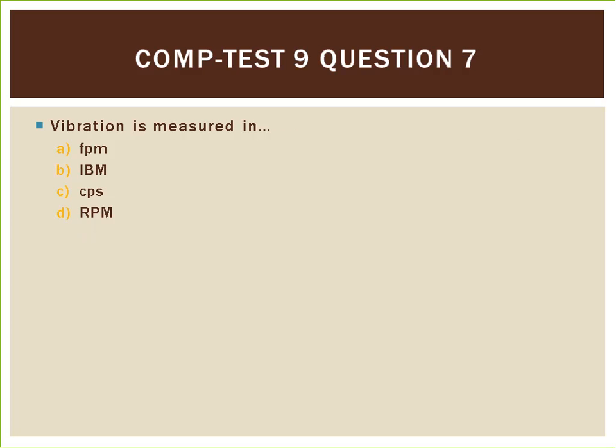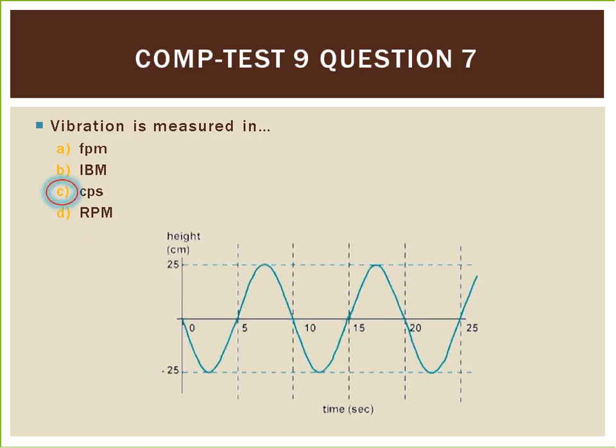Comptest 9, question number 7. Vibration is measured in A, FPM, B, IBM, C, CPS, D, RPM. Answer C is the best answer here, because the question is asking about vibration, which is measured by its frequency, and CPS is an acronym that stands for cycles per second. Note that today's standard is typically measured in hertz.